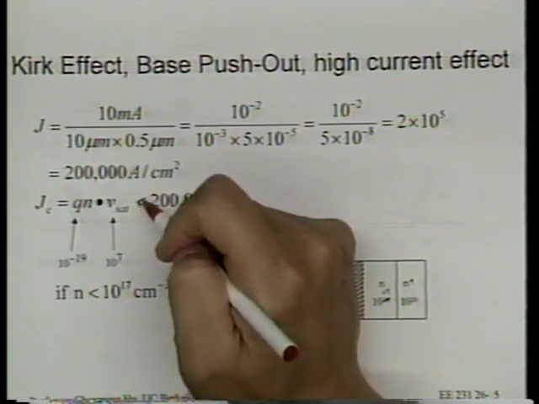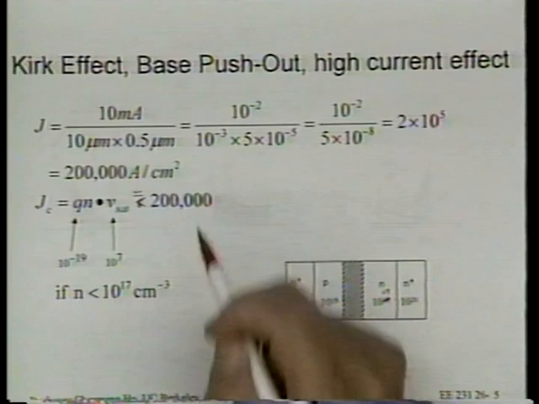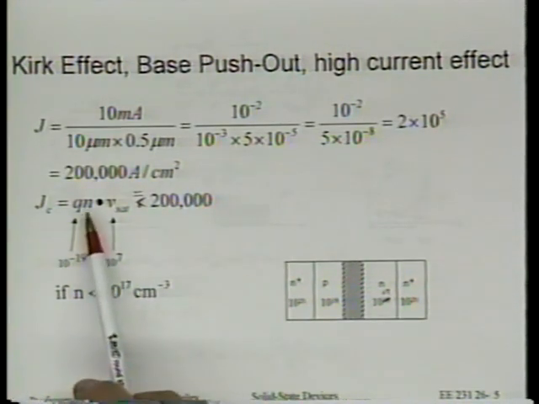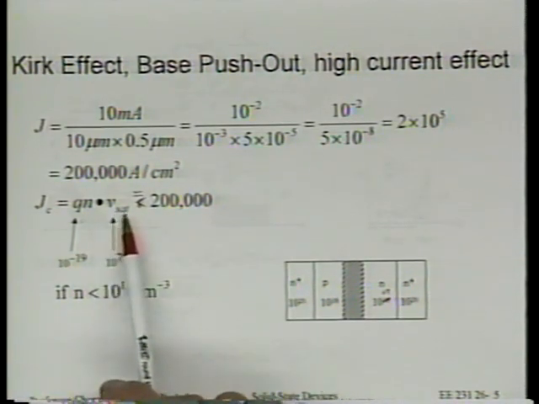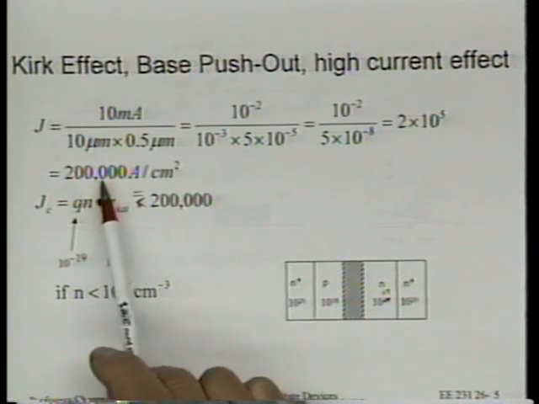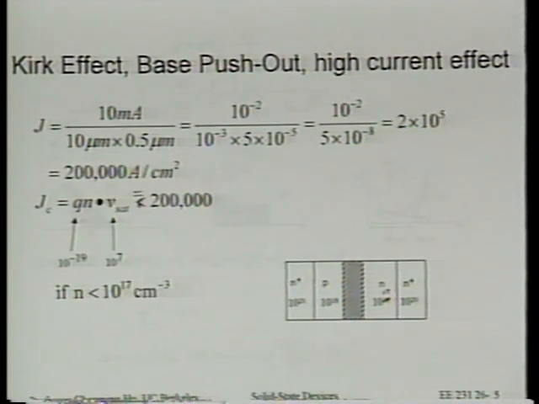Let's just say J is less than or equal to Q N V sat. Just ask the question, what is needed? What N is needed, even if all of them move at saturation velocity, in order to carry this much current density? And we found out that's going to be 10 to the 17th. Follow what I'm saying, right?